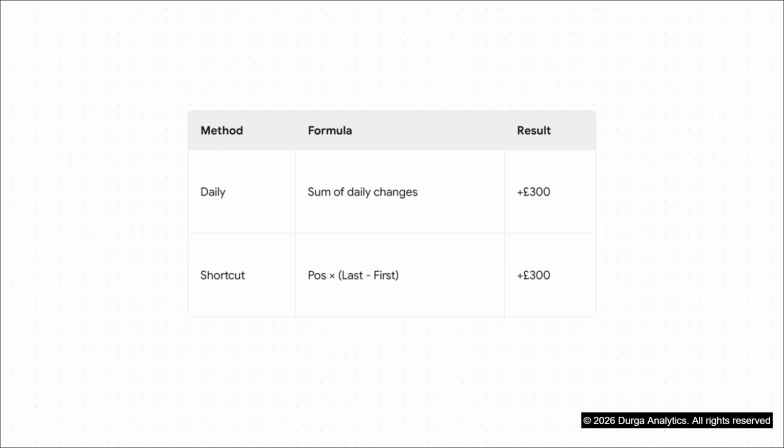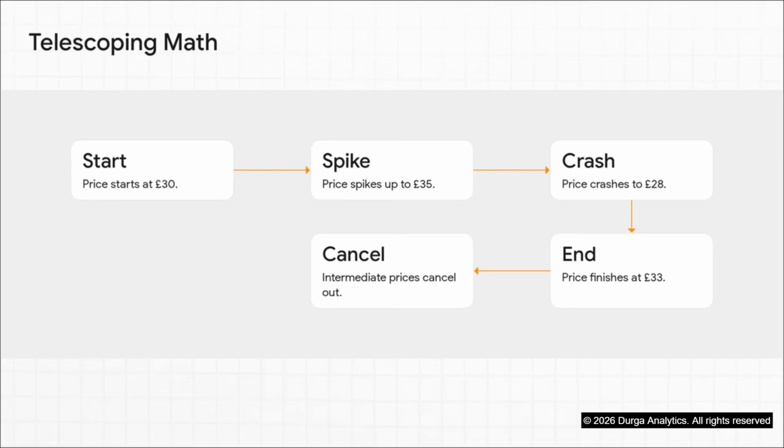Total it up, and you have a 300-pound profit. Now, look at our shortcut formula. Position multiplied by the total price difference. 100 times the difference between 33 and 30 is exactly 300 pounds. They match perfectly. So let's test this concept a bit harder.